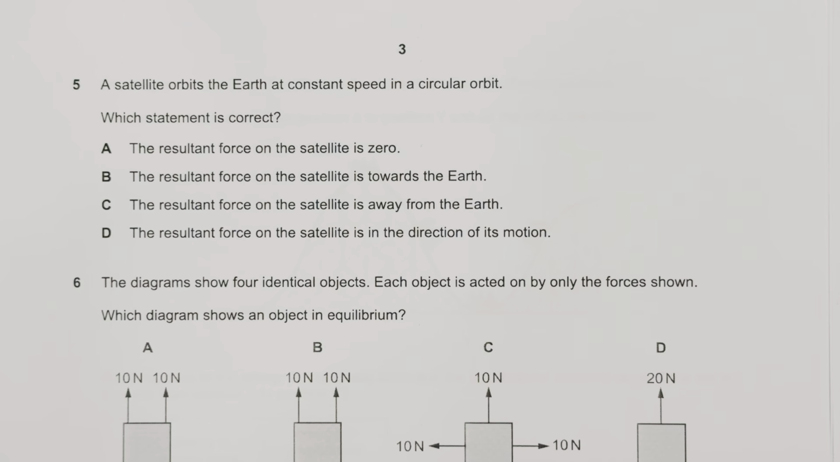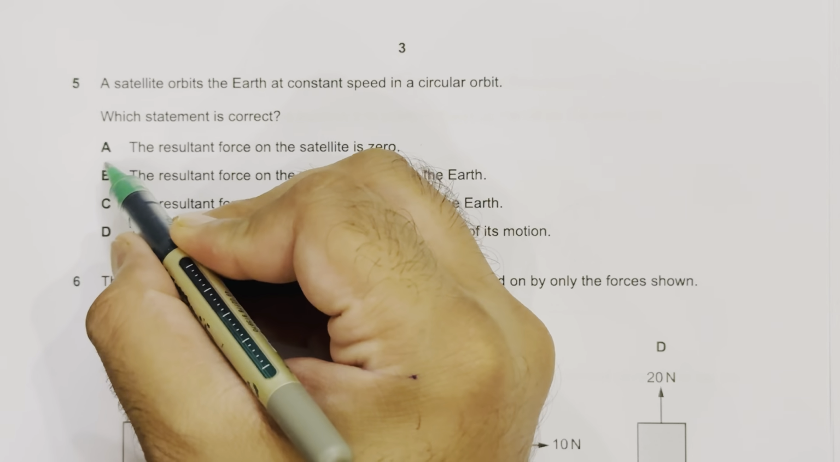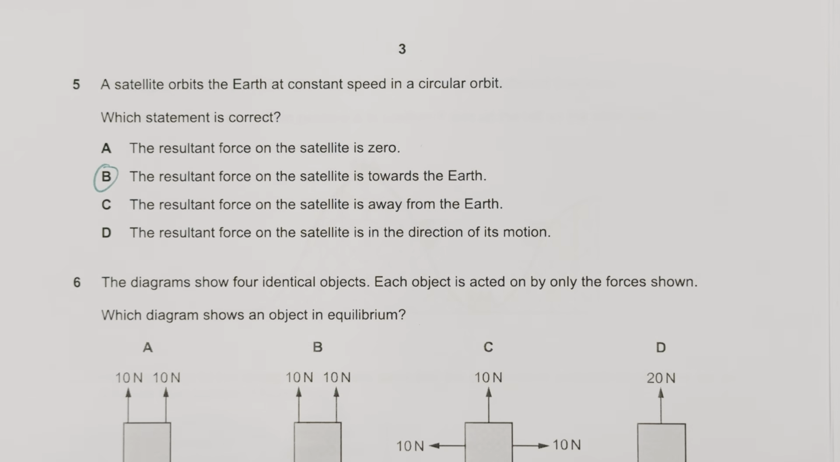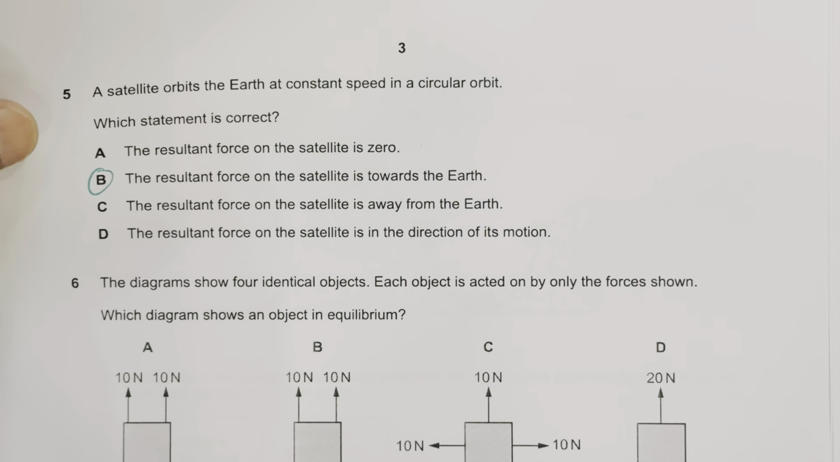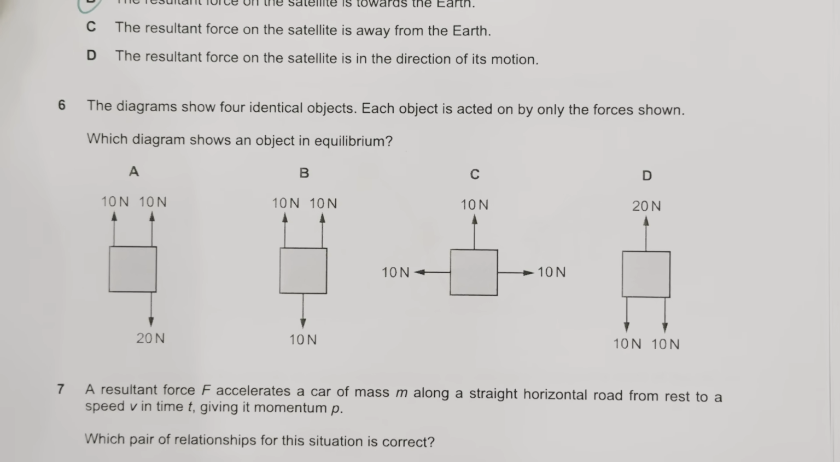So option number B is showing that option, the resultant force on the satellite is towards the Earth, and option C is the wrong option because it's telling it is moving away from the Earth. No, object moving in the circular path has always direction towards the center of the point, and the satellite has the center towards the Earth. So option number B is the correct option.